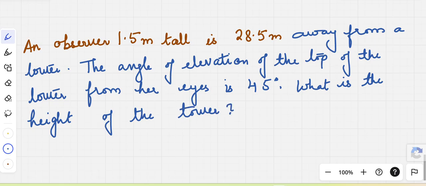Yeah. Now draw it yourself and do it. Draw the diagram and do it.